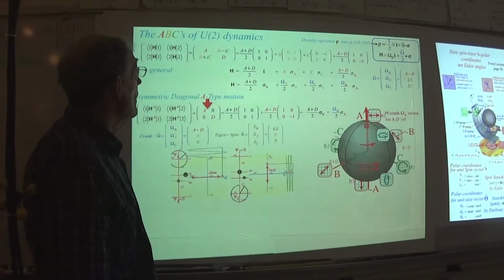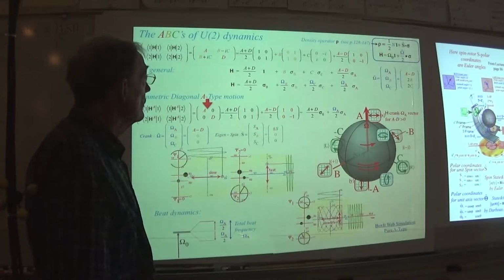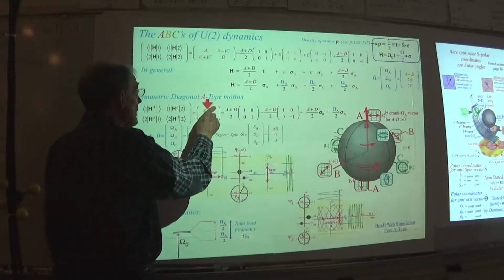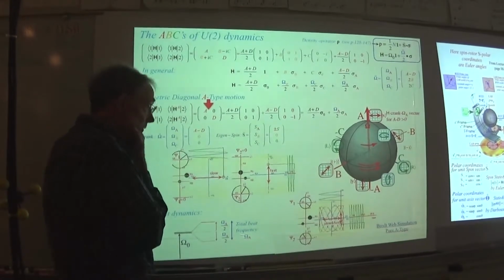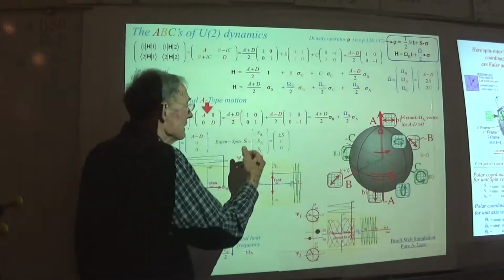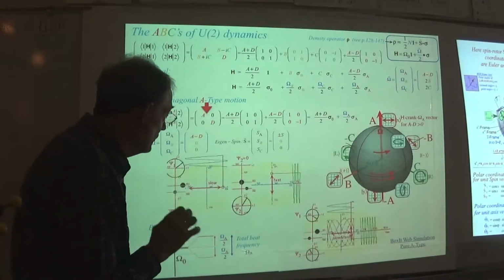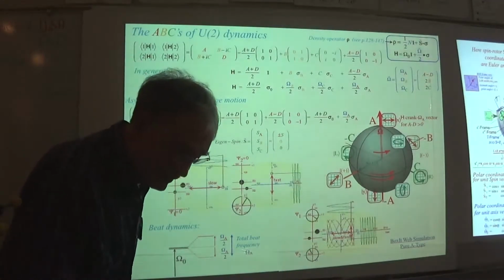Let's go down the line here, and we'll start here with the A-type motion, just to get familiar. What does it look like? We're going to go through A, we're going to do B, and we're going to do C, and then we're going to do them together. And by that time, you'll be dizzy enough that you want to get the hell out of here.